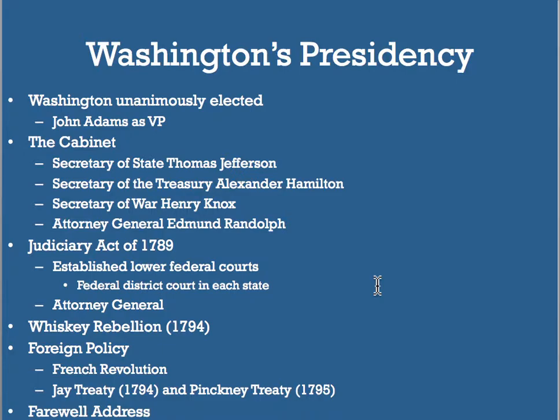A couple important things under his presidency. One of the first very important actions is the Judiciary Act of 1789, which establishes the federal or national court system. So it establishes the whole court system that leads up to the Supreme Court, so the Supreme Court doesn't have to worry themselves with petty things that are happening in states. The Supreme Court can be there to settle big-time disputes. And it's also what creates the office of the Attorney General to oversee the legal system of the country.